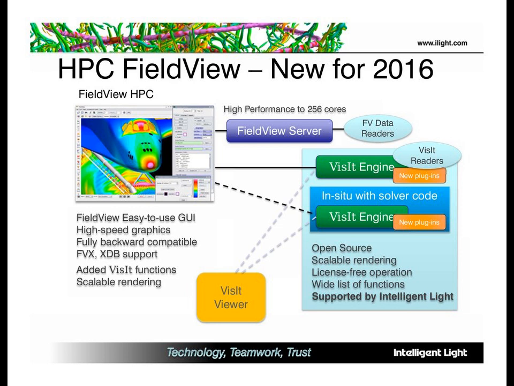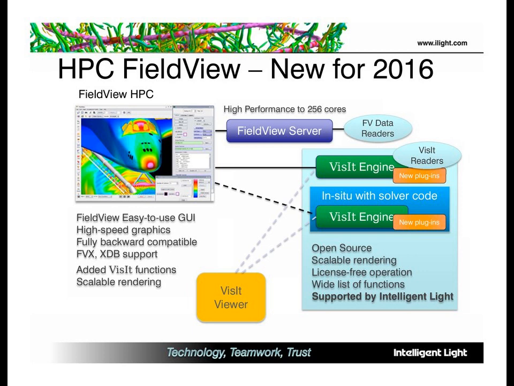So HPC FieldView essentially says, take the FieldView client, which you see on the left-hand side of the screen, and give people the choice of either the FieldView server or the Visit engine as a server. If you're running regular FieldView jobs, HPC FieldView will now run up to 256 cores per data set. We've also updated our MPI to be able to take advantage of the local fabric drivers that you have for higher performance. That's just regular FieldView, but with the ability to go higher performance in terms of the MPI count.